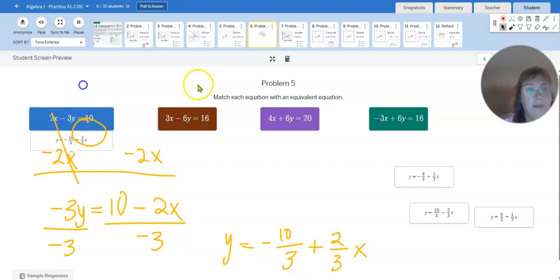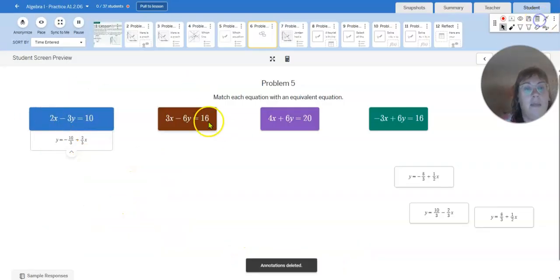So there's the blue one. Take some time, sort the other 3. Make sure you got them all sorted. Pause the video, and then push to slide 7 when you're ready.